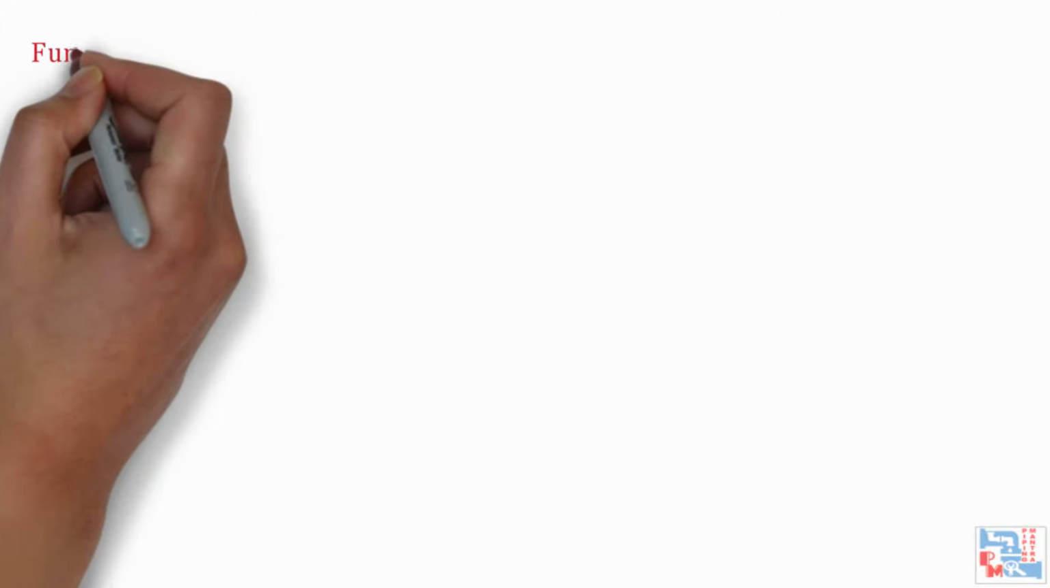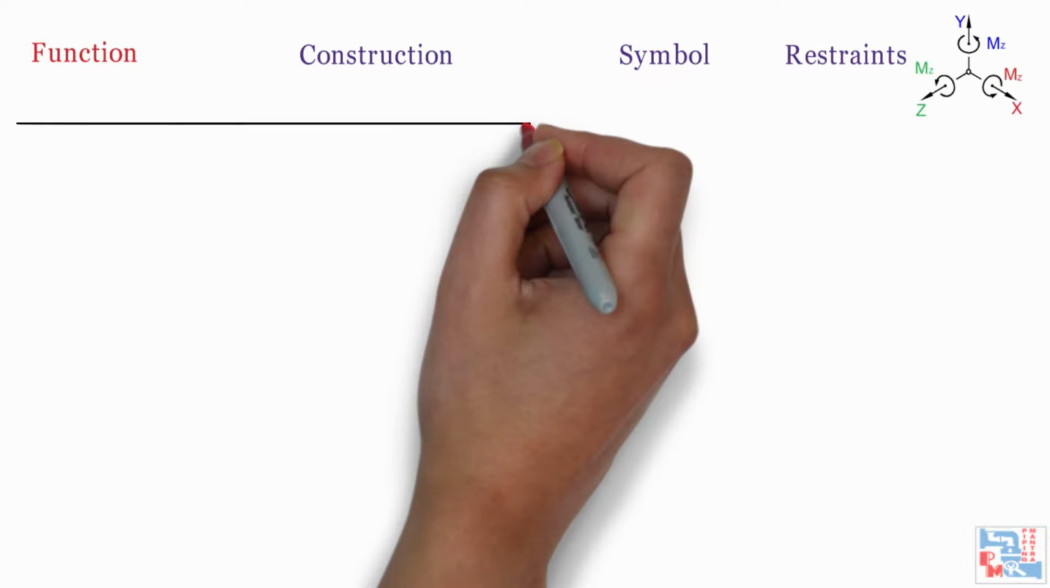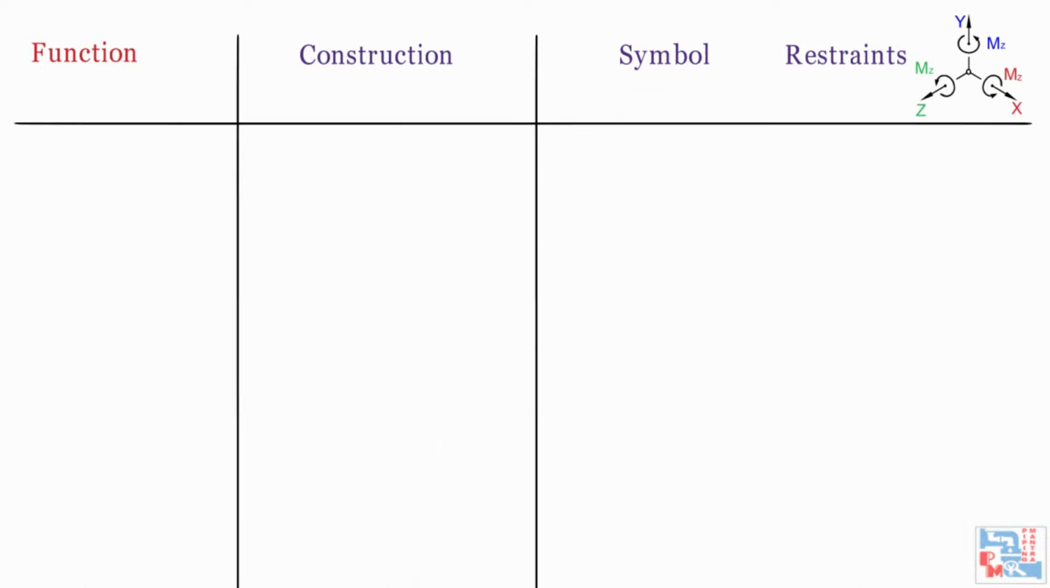Now comes classification as per function, that is, purpose. Pipe supports classified as per functions are shown along with their basic construction, the symbol generally used, and the type of restraint they offer to the piping system. As you can see on your screens, this table gives you a clearer picture of the direction in which they provide the restriction and the direction in which they can allow the movement, with their names and symbols respectively. Let's discuss each of these components one by one.